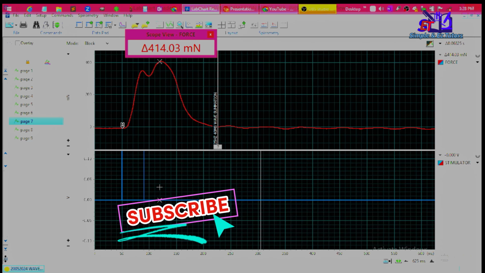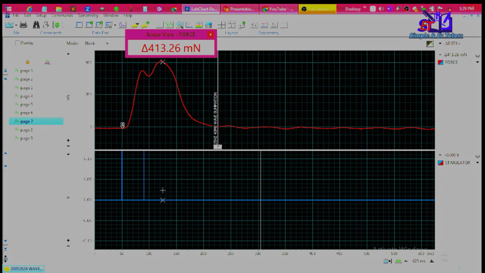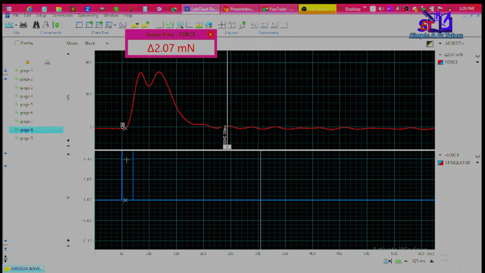This is where we have our wave summation at 40 milliseconds. So the value here is 413.26 millinewton. That's where we have our wave summation at 40 milliseconds. All right, we still have some here after summation. Here the value is reducing at 20 milliseconds. After summation, the value is reducing.